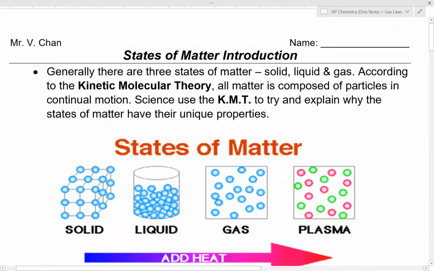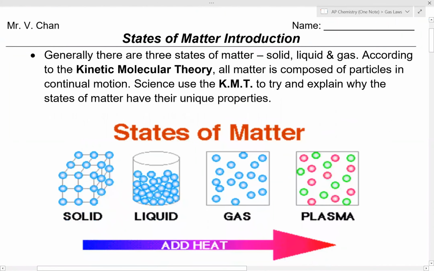Now, recall in grade 8 that there are 3 states of matter: solid, liquid, and gases. And according to the kinetic molecular theory, all matter is composed of particles in continual motion. And science uses the KMT to try and explain why the states of matter have their unique characteristics.